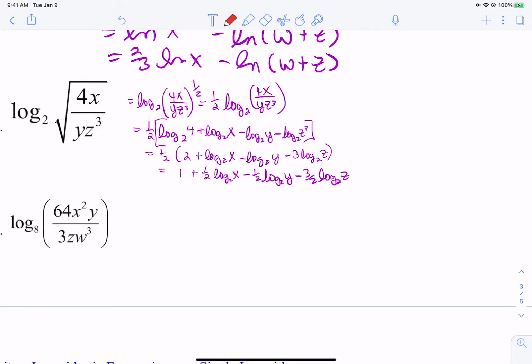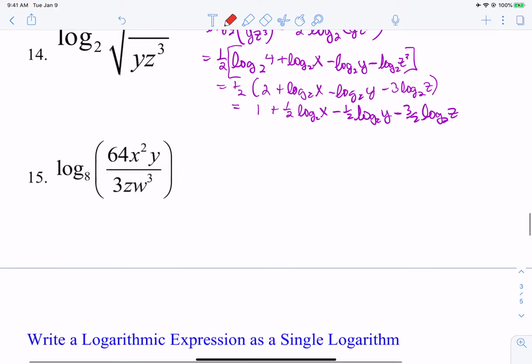Okay, so now let's look at problem 15. I am going to break down, luckily we don't have any square roots, yay, but what we do have is 3 factors on top, 1, 2, 3. We have 3 factors on the bottom. So let's break those all apart. Remember, all of the top factors are going to be positive. All of the bottom factors are going to be negative.